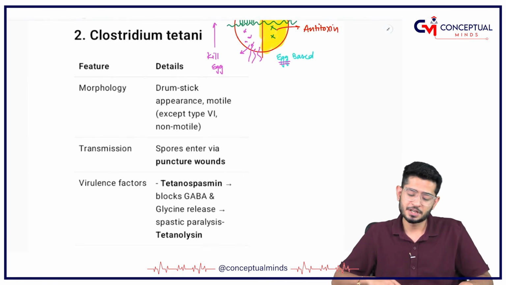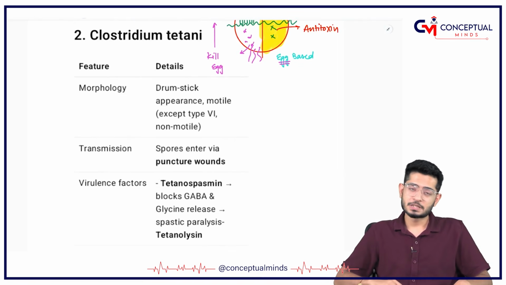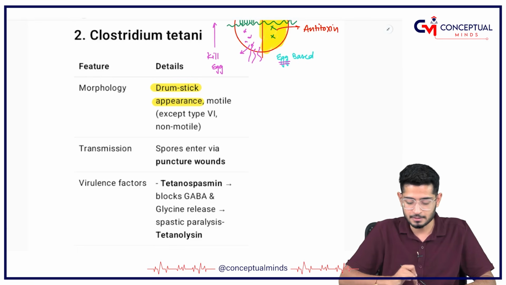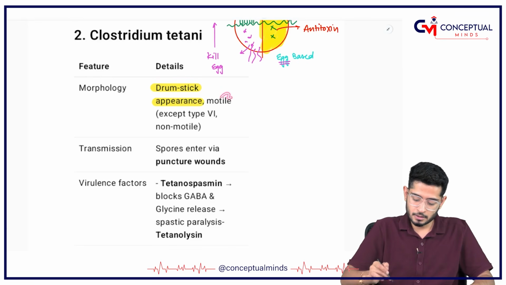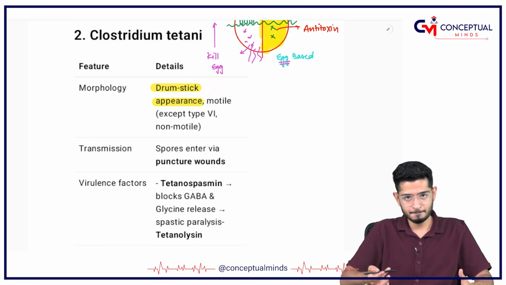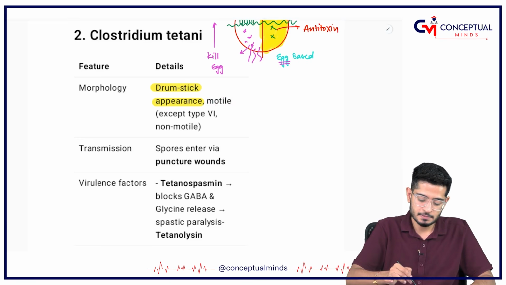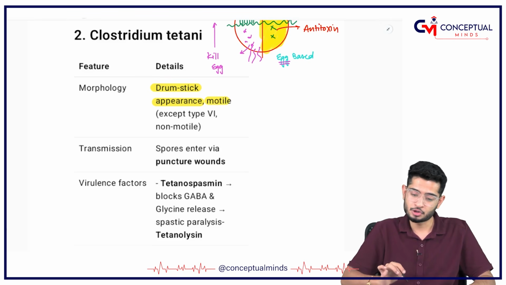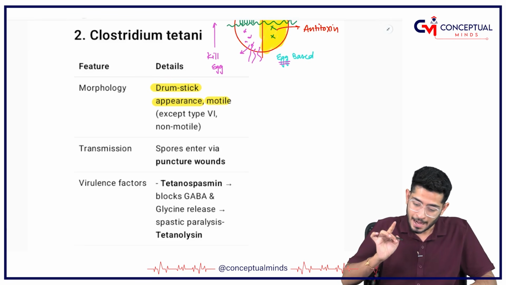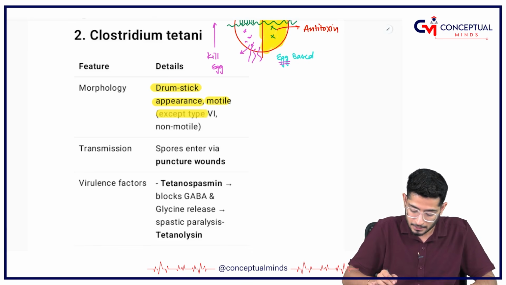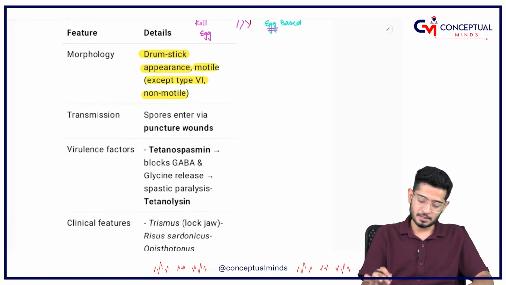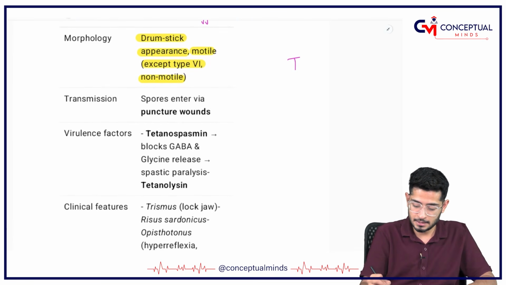Coming on to Clostridium tetani. Okay. So Clostridium tetani, remember, it has got a drumstick appearance. As I've told you that all the Clostridium are motile, okay, except Perfringens. But one important thing, Clostridium tetani is motile for sure, except one, and this one is the type 6, which is non-motile, okay. So remember, Clostridium tetani has got two T's, T-E-T-A-N-I.